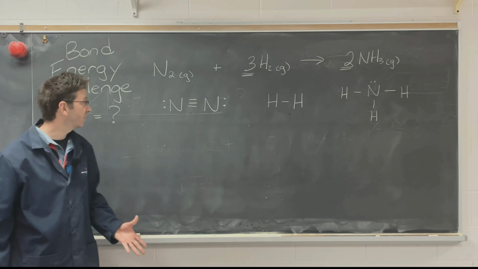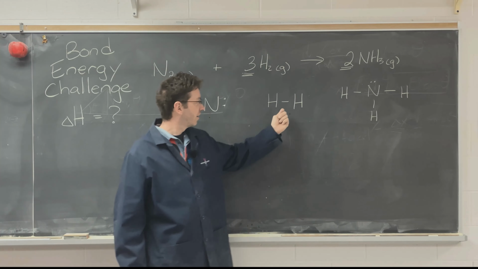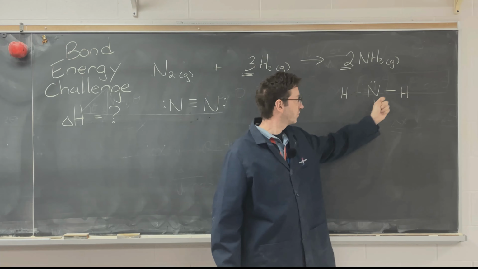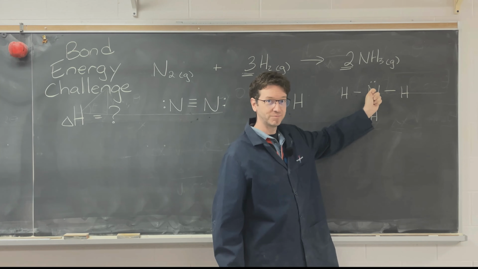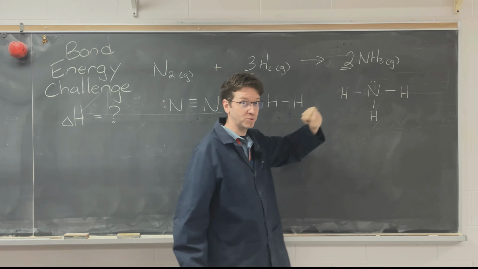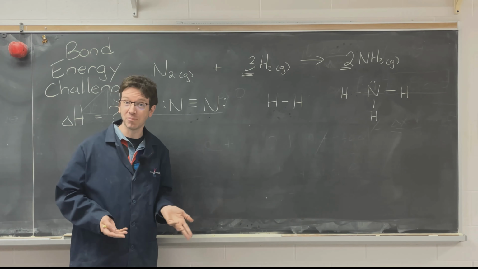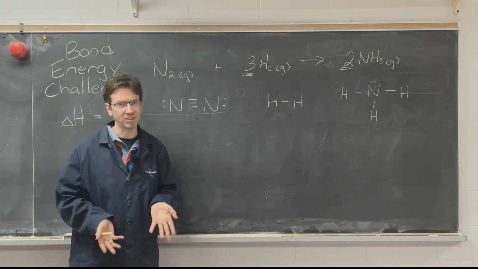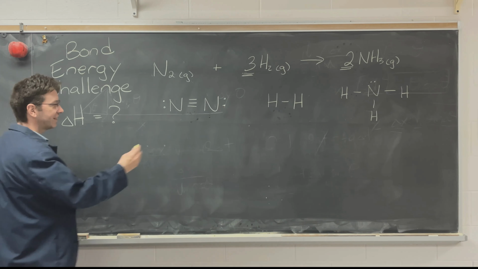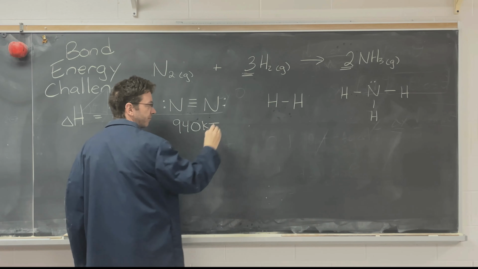So the bonds we need to look up are a triple bond for nitrogen, nitrogen, a single bond for hydrogen, hydrogen, and then a single bond, 3 of them, for hydrogen, nitrogen. And then we just need to realize we have 3 of these and 2 of those. So we look up those average bond energies, and my students have a table of average bond energies, and you can find that online. So for nitrogen, nitrogen, that triple bond has an average bond energy of 940 kilojoules.